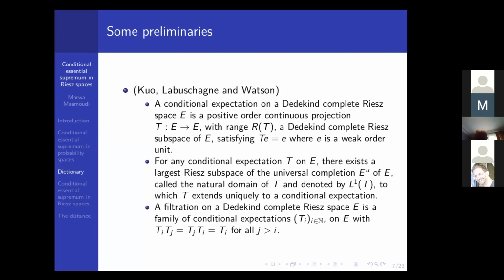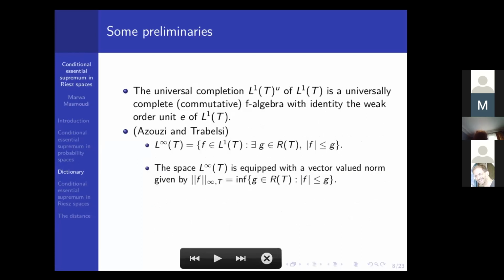They defined the filtration on Dedekind complete Riesz spaces as families of conditional expectations satisfying this property. We recall that the universal completion L1(T)^u of L1 of T is a universally complete commutative f-algebra with identity the weak order unit e of L1 of T.